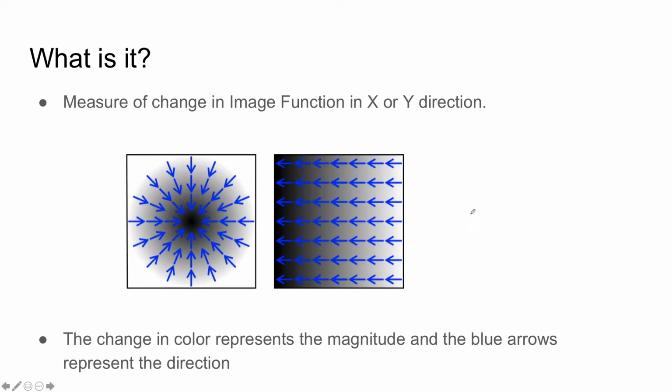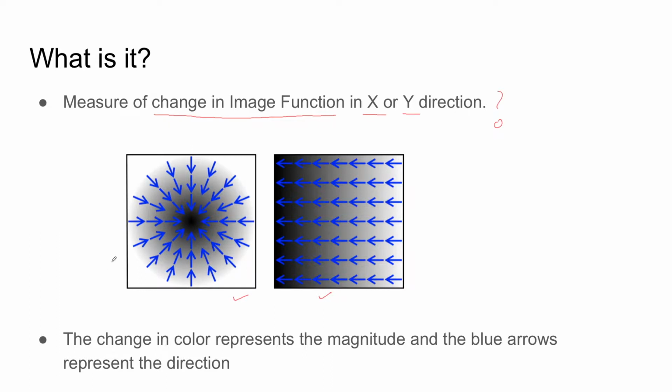Hello everyone, today we'll look into image gradient. So what exactly is it? It is a change in the image function in x or y direction. What do I mean by this? I'll explain to you in more detail with these two examples.